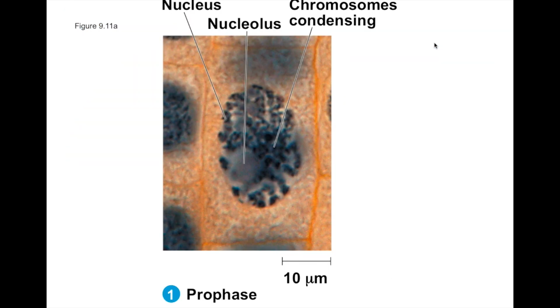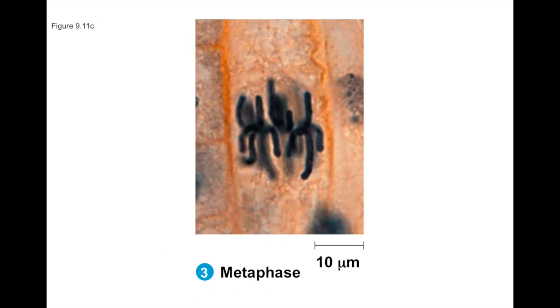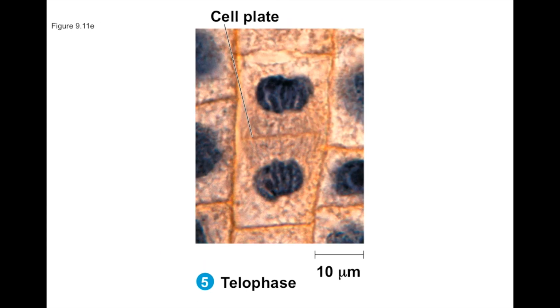So this is a series of pictures of plant cells dividing. They look a little bit different. Mostly here at the end, when this cytokinesis is happening, forms this thing called a cell plate.